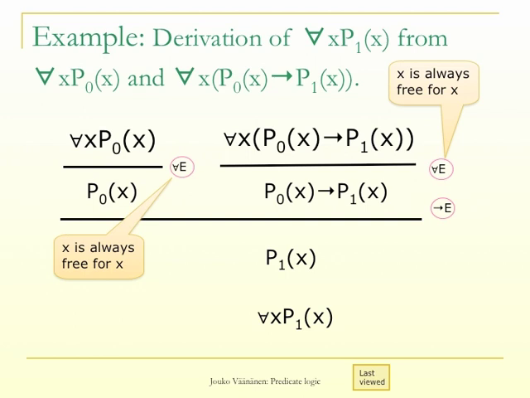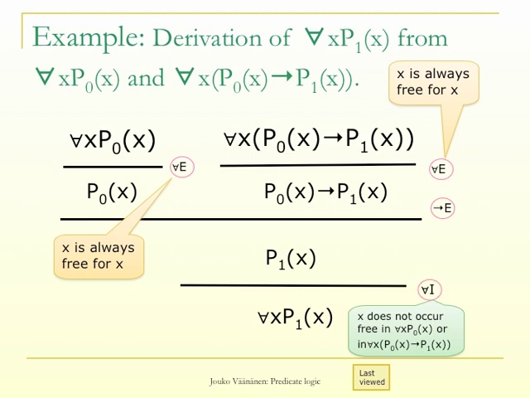And now we note that we took a completely arbitrary x. x does not occur free in the assumptions. It is just the opposite, x occurs bound there. So about this particular x that we have chosen, the assumptions say nothing. So we can use the universal quantifier introduction rule, and we get ∀x p1 x as we wanted.